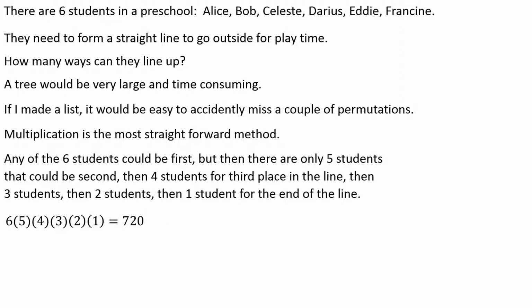6 times 5 times 4 times 3 times 2 times 1 is 720. Imagine what a tree would look like with 720 branches at the end. Or imagine trying to make a list of all 720 permutations. Yeah, you could do it, but you'd probably go cuckoo for Cocoa Puffs as you went along. And the chance that you did all of them correctly, well, I know I probably wouldn't. I would probably mess up.